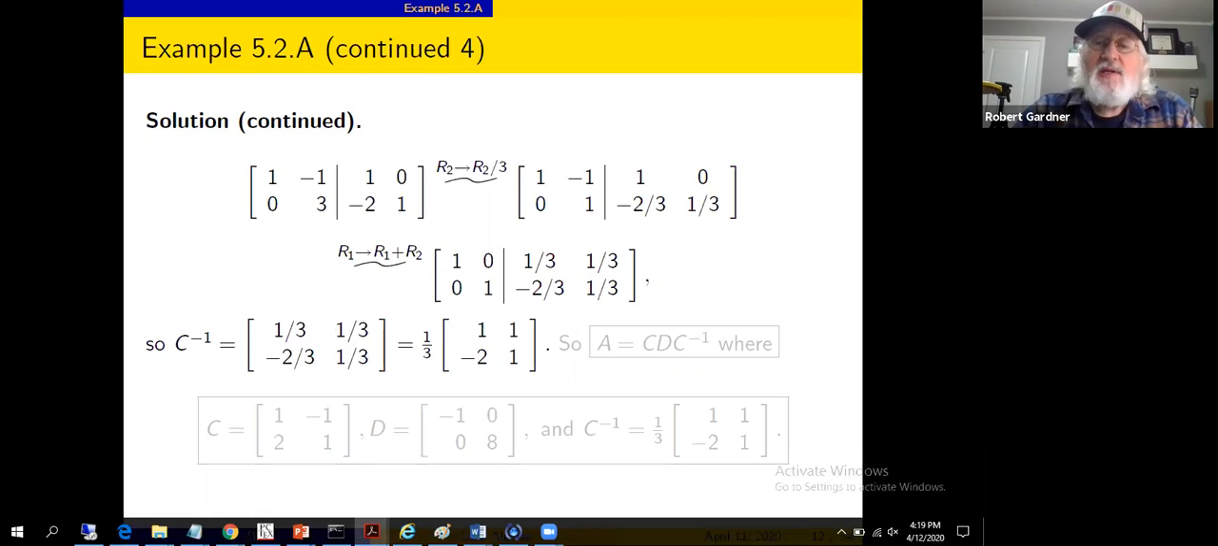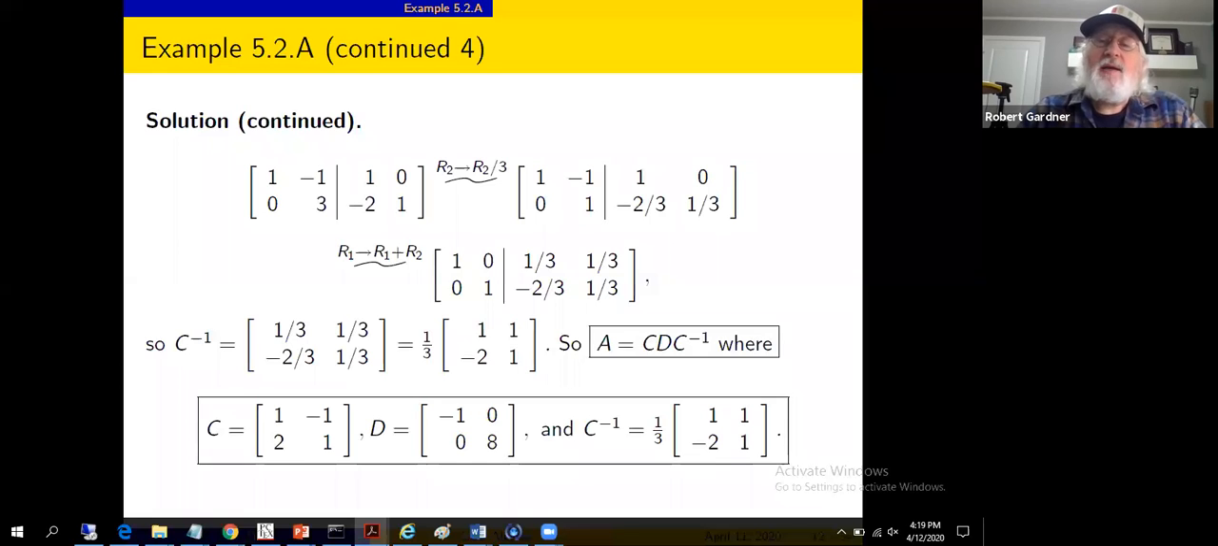So if that's C inverse, then we've got A diagonalized as A equals CD C inverse. This is more appropriate for diagonalizing matrix A. C we found a couple of slides back, D we found a couple of slides back, and here's C inverse that we just computed. So there's matrix A diagonalized. They also wanted us to raise A to the kth power.